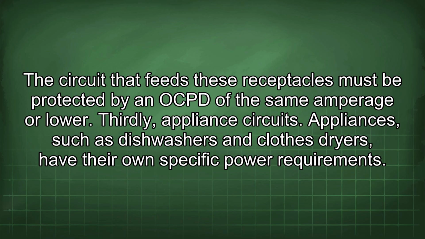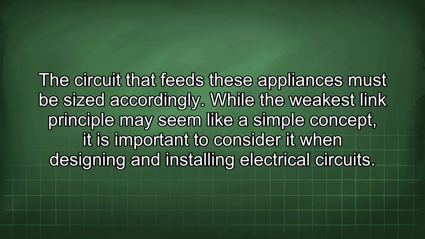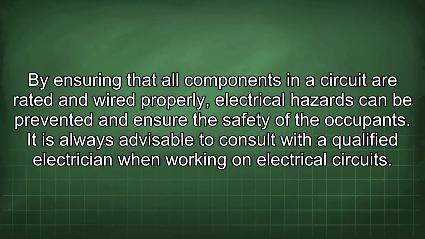Thirdly, appliance circuits. Appliances, such as dishwashers and clothes dryers, have their own specific power requirements. The circuit that feeds these appliances must be sized accordingly. While the weakest link principle may seem like a simple concept, it is important to consider it when designing and installing electrical circuits. By ensuring that all components in a circuit are rated and wired properly, electrical hazards can be prevented and the safety of the occupants ensured. It is always advisable to consult with a qualified electrician when working on electrical circuits.